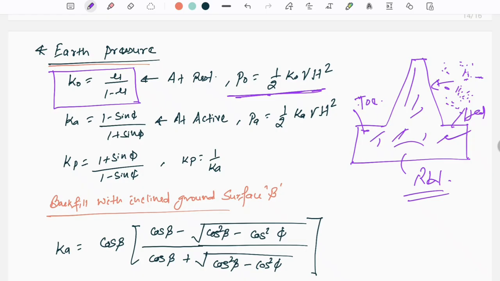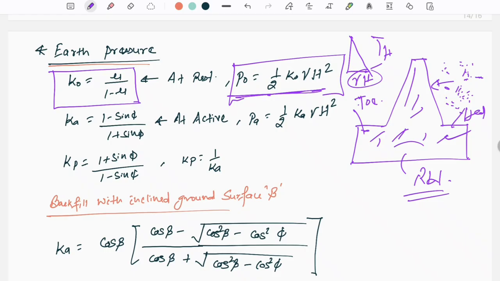So you can directly find the pressure due to earth at rest. Then P0 is equal to 1 by 2 K0 gamma H square, because the pressure is triangular in shape. Here the pressure at the base is gamma H. So you need to find the area of this triangle, 1 by 2 base into height, where the height is H. So you can multiply directly to find the P0 value. P0 is 1 by 2 K0 gamma H square.